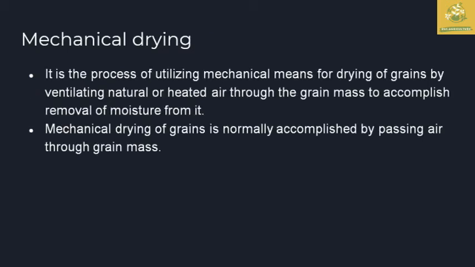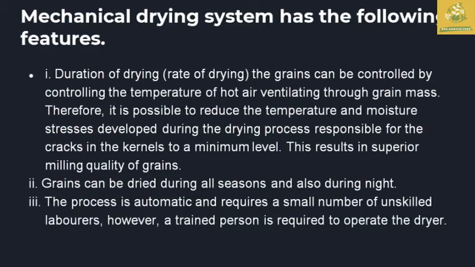So now we can move on to mechanical drying. It is an artificial process where machines are used for drying, with natural or artificial ventilation and the supply of heated air through the grains to accomplish the removal of moisture. It also gives uniform drying for both large and small quantities. Mechanical drying of grain is normally accomplished by passing hot air through the grain mass, so uniform drying is maintained in the mechanical drying process.